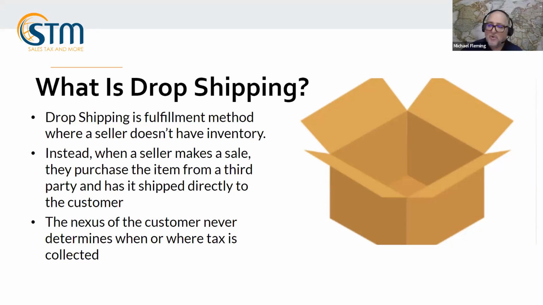Now, here's an important piece here. The nexus of the customer never determines where tax is collected. It's where the seller has nexus. You don't ask your customers, hey, do you have nexus in the state? Because if you have nexus, I'm going to charge you tax. Remember, we went back: if you have nexus, you must either collect a tax or a certificate in lieu of the tax that's acceptable to the delivery state. So that's what confuses this so much.